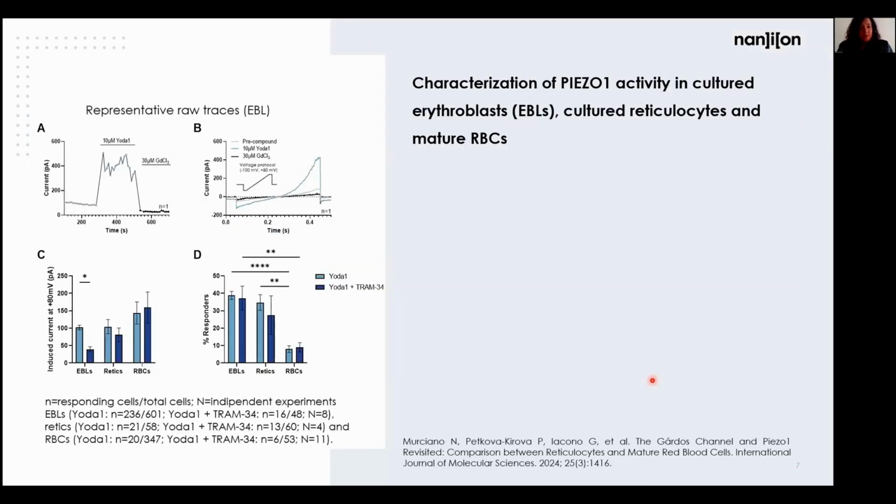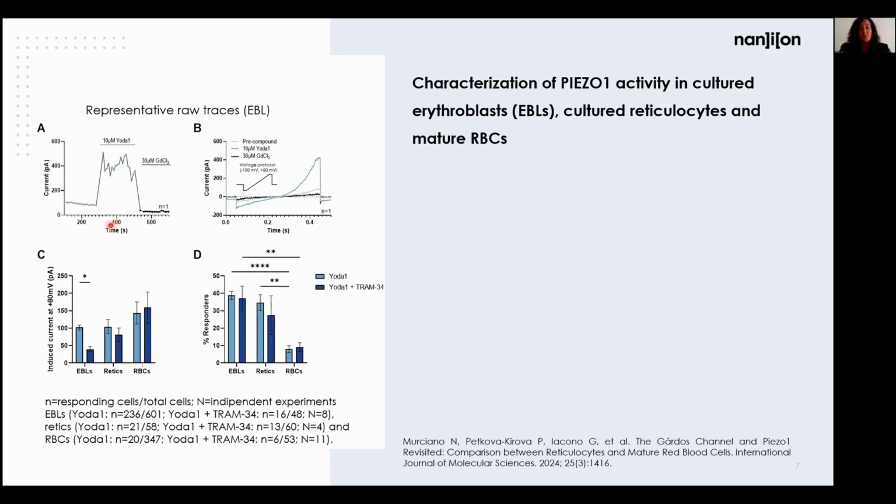So moving on to the first result section, I'm starting with the characterization of Piezo activity in cultured erythroblasts, cultured reticulocytes, and mature red blood cells. The cultured erythroblasts and reticulocytes were provided by the blood bank Sanquin in Amsterdam. Moving on to the graph, we can see in A and B some representative traces and current trends from erythroblasts. Starting from panel A, we can see current over time over different additions, with the baseline in gray, so the current before the compound, before Yoda1.